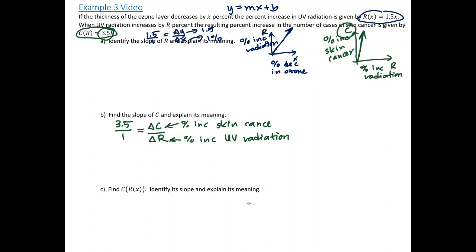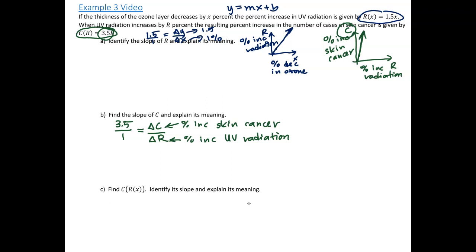Okay, so if I'm going to do a full explanation here, and your full explanation should be a complete sentence that includes the numerical values and the units, I would say a 1% increase in UV radiation causes a 3.5% increase in skin cancer. Or for every 1% increase in UV radiation, there will be a 3.5% increase in skin cancer. So something along those lines. You will have some online homework that will just ask you to fill in some blanks, things like that, but you should be able to write these out fully as a sentence.